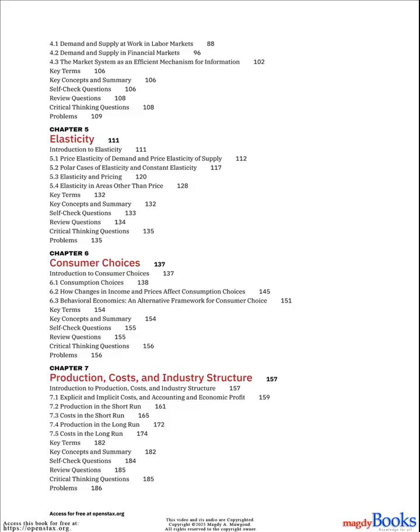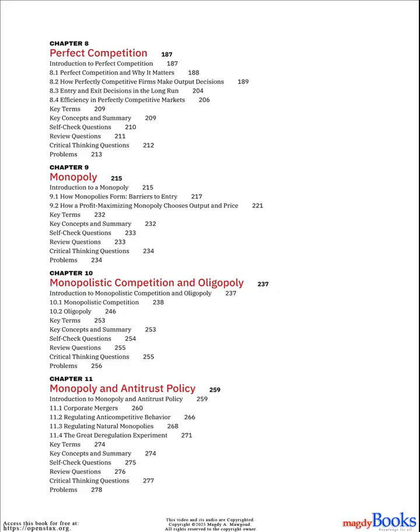Key terms, key concepts and summary. Self-check questions, review questions, critical thinking questions, problems. Chapter 8. Perfect Competition. Introduction to Perfect Competition. 8.1. Perfect competition and why it matters. 8.2. How perfectly competitive firms make output decisions. 8.3. Entry and exit decisions in the long run. 8.4. Efficiency in perfectly competitive markets. Key terms, key concepts and summary. Self-check questions, review questions, critical thinking questions, problems.